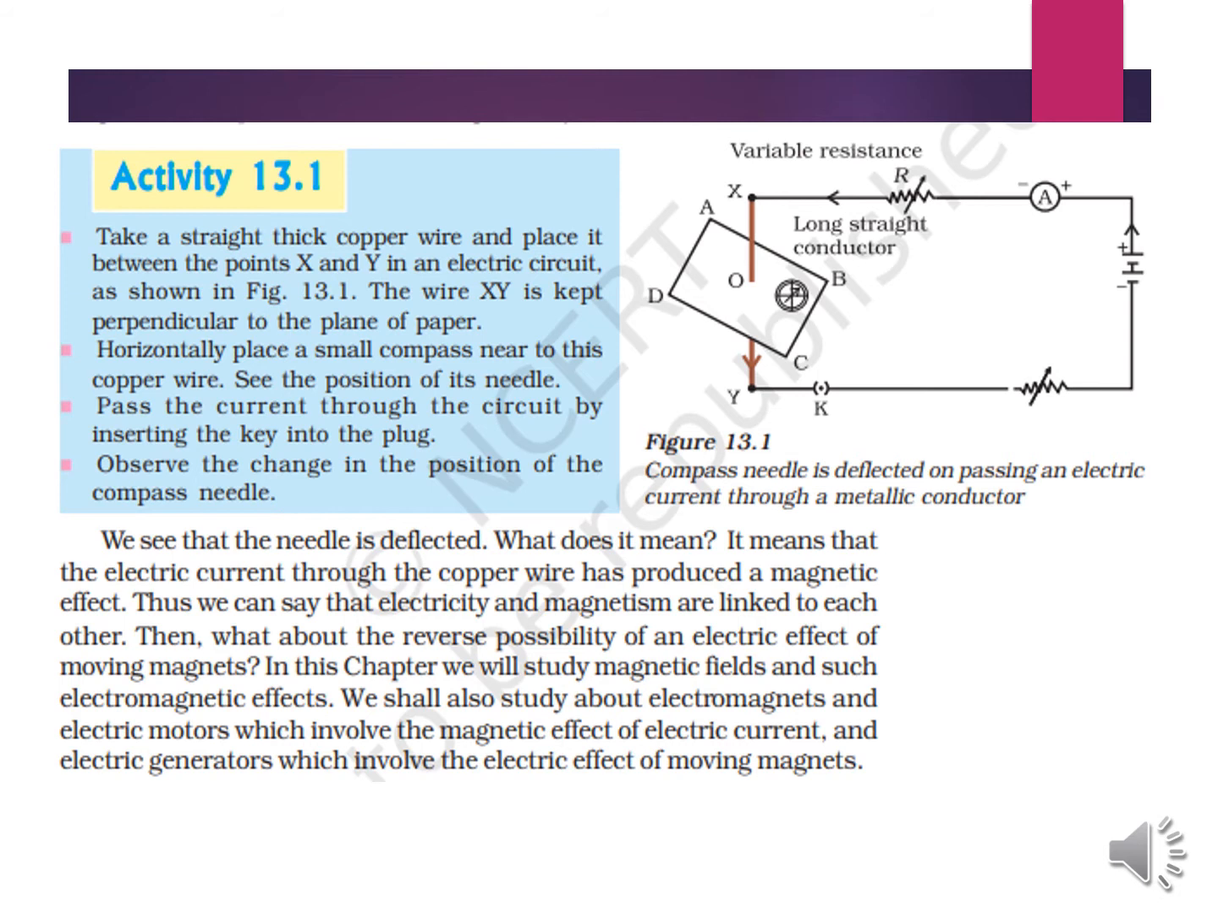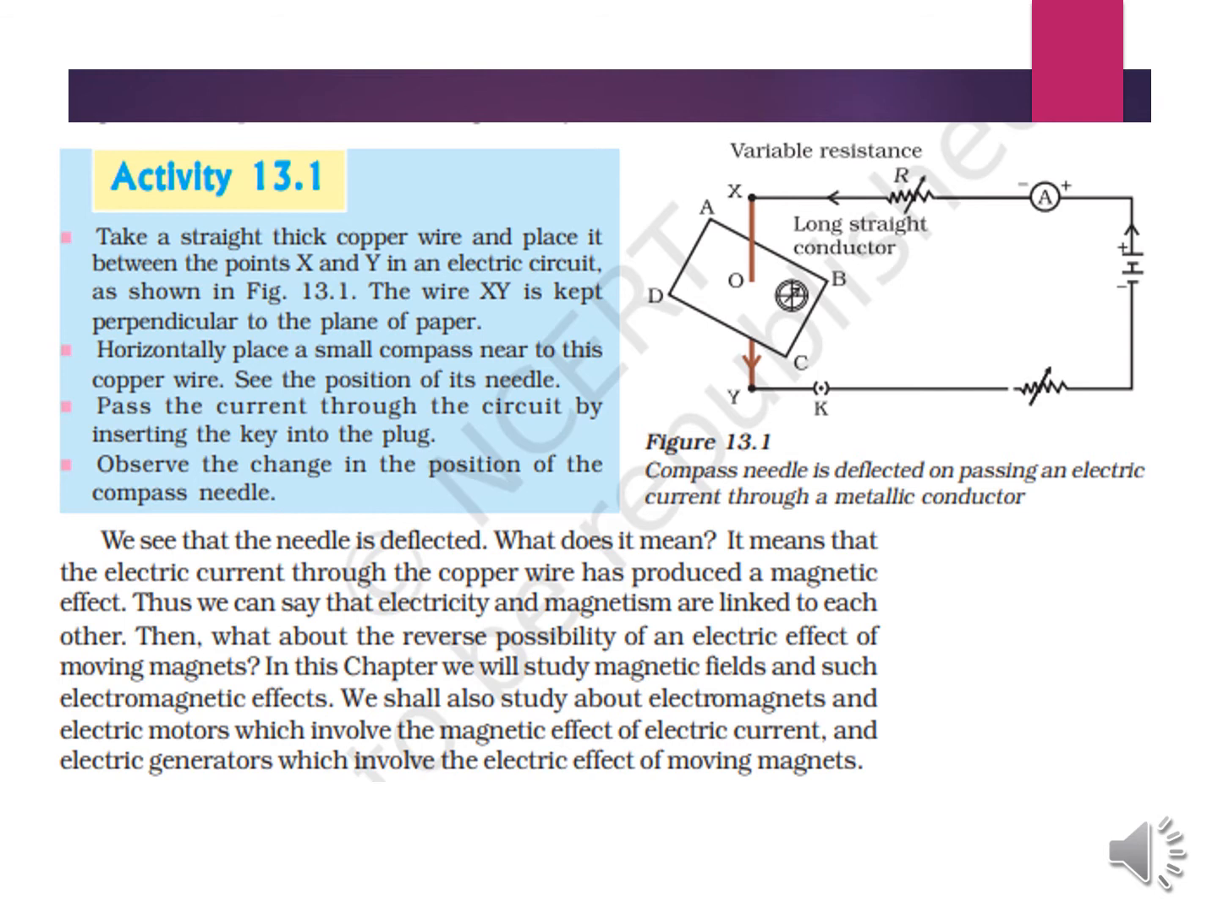Horizontally place a small compass near this copper wire. See the position of its needle. Pass the current through the circuit by inserting the key into the plug. Observe the change in the position of the compass needle. We see that the needle is deflected.